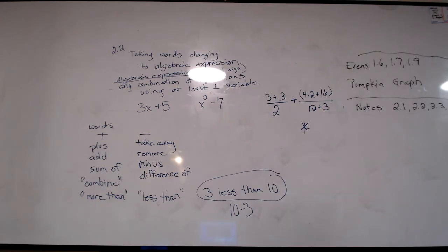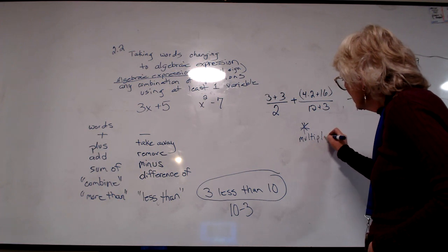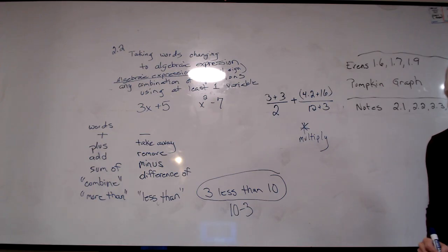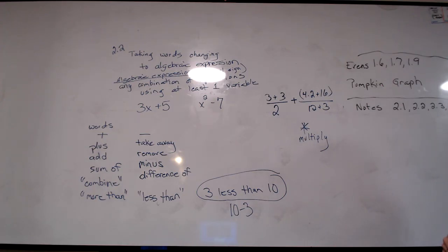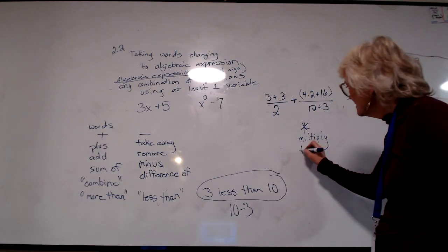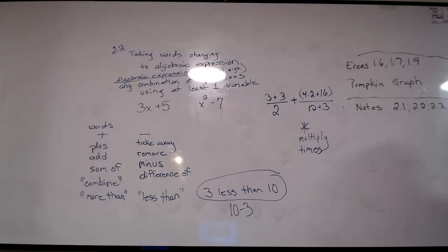Multiply. We know that one. What's another one? What do you say when you're multiplying something? Times. Yes, times. Our most frequently used one is times. Okay, what's another one? Did you say like to the power? Not yet, that's an exponent. To the power is an exponent.